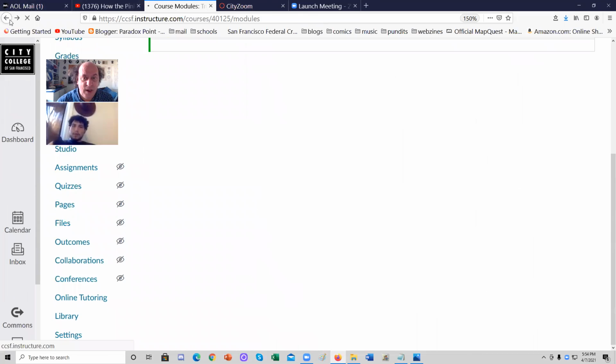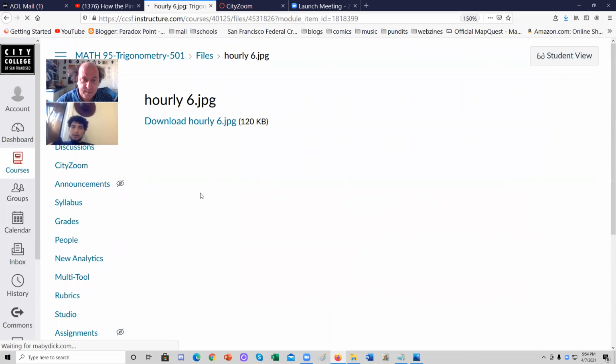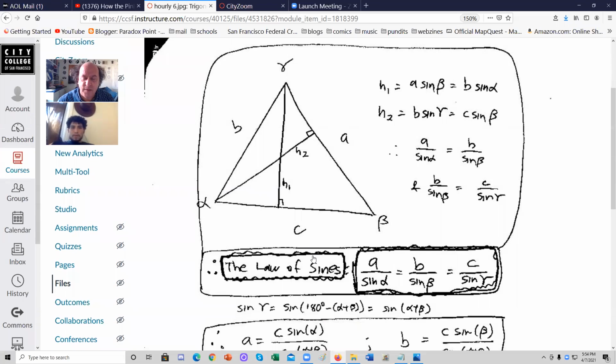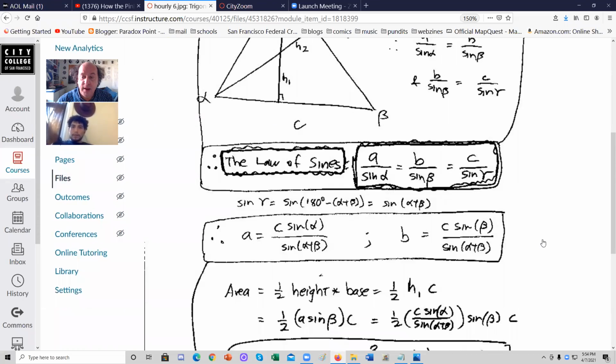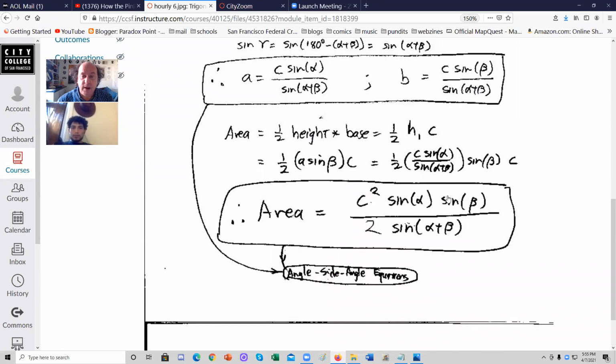From there, on page 6 of this problem set, I go over the law of sines, which we've gone over before: A over sine alpha equals B over sine beta equals C over sine gamma. And then from there we can get values for A and B given C, alpha, and beta.